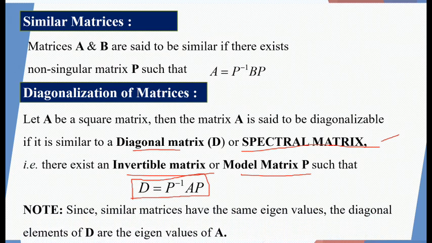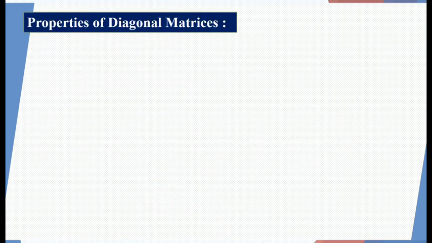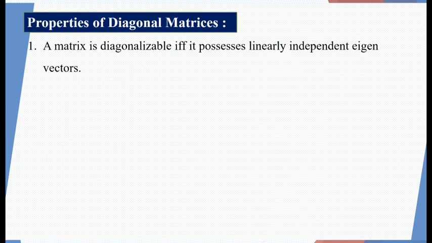Since similar matrices have the same eigenvalues, the diagonal elements of D are the eigenvalues of A. So this is the important note for the verification of the diagonal matrix. Properties of diagonalizable matrix.